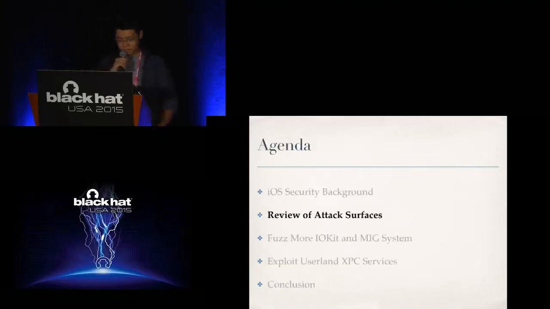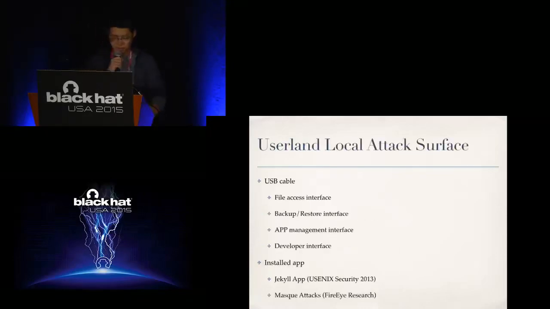Okay, so let's go to the first part and review the old attack surface. First, to introduce the userland attack surface. We divided the userland attack surface into two big categories: local and remote. In local, there are two kinds of attacks. The first is through the USB cable, which means you connect your iOS device to your laptop. The other is that you install applications, for example, from the App Store or from some enterprise-certificate-signed application.